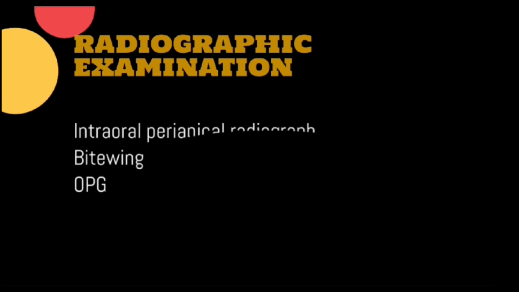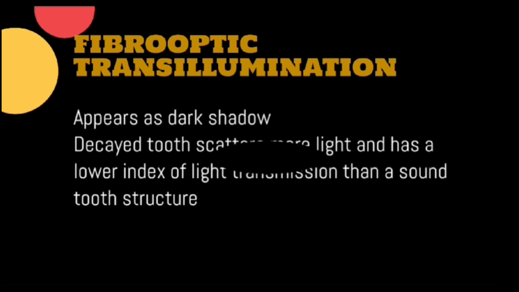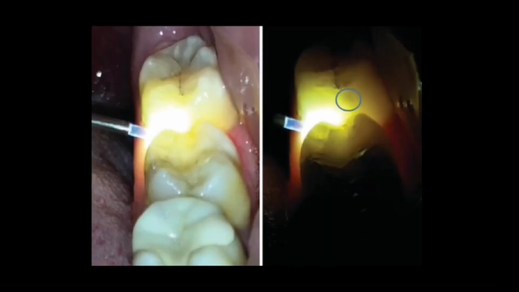Radiographic examination, as we all know, you can confirm your diagnosis by using radiographic examination, that is your intraoral periapical radiograph, bitewing or OPG. Another method is fibre-optic transillumination, where the caries will appear as a dark shadow because the decayed tooth scatters more light and has a lower index of light transmission than normal sound tooth structure.